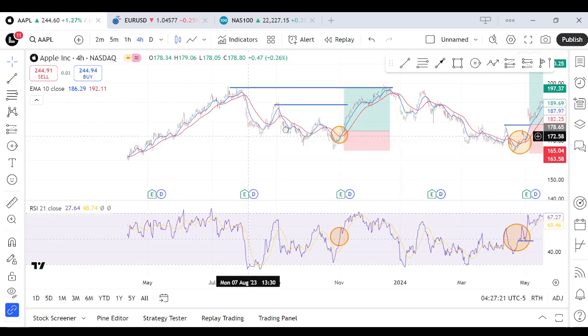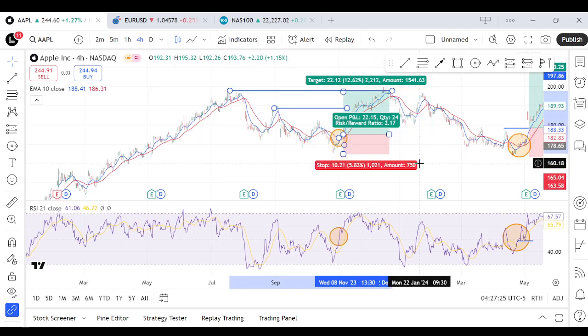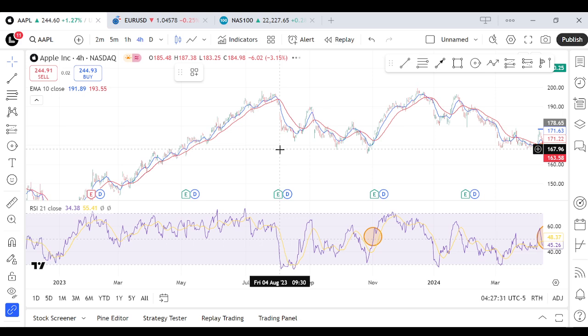Now for bearish setups, you can see a bearish setup here. For bearish setups, it's just exactly the opposite of the bullish setups. Just look for the opposite conditions. The 10 EMA should cross below the 20 EMA, while the RSI moves below the 50 level. So wait for price rejection from the moving average before entering short positions.